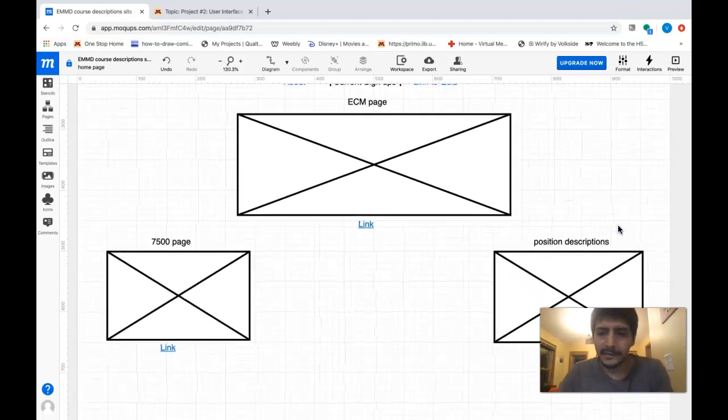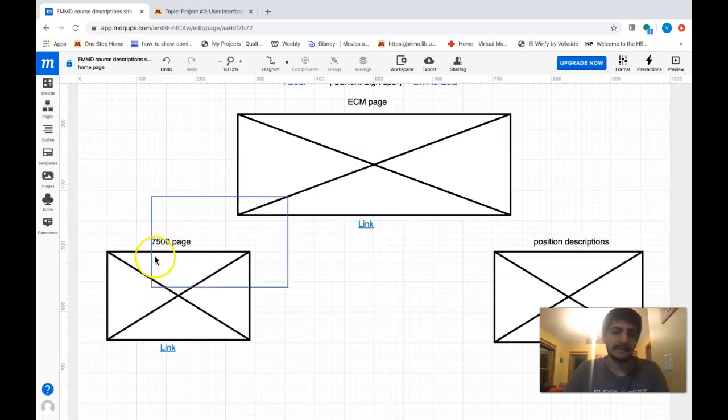On the home page here, I've divided it up into 3 sections. The top part here will be the ECM page, which is the Essentials of Clinical Medicine. This is a 4-week emergency medicine rotation that has a weekly didactic session component to it. And this is for first and second year medical students. So different things are expected of them than versus the third and fourth year.